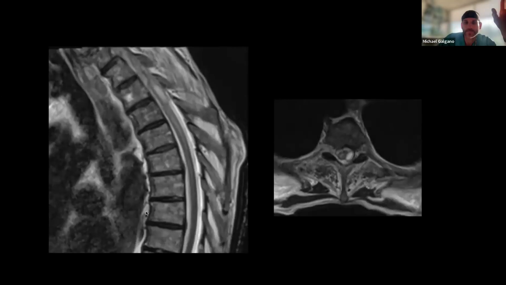This is at the level of about T1 or T2. What are your thoughts about the axial? This is an axial T2 on the right and to the left, sagittal T2. Is that subdural empyema? Yeah, so this is subdural.